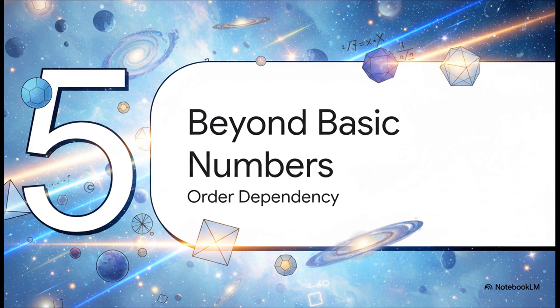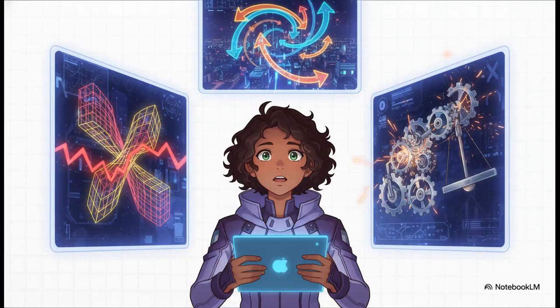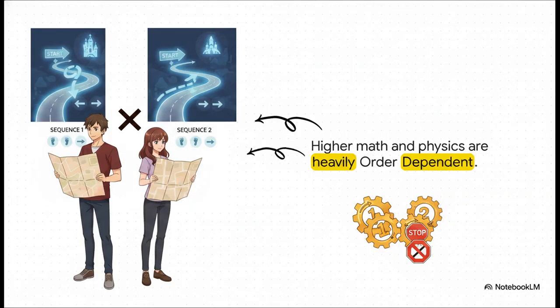Section 5. Beyond basic numbers. So we are now going to push completely past elementary mathematics and look at what happens when we apply these concepts to the highly complex laws of the universe. Let's break down the profound limitations of the commutative property. When we enter higher-level fields, we encounter strict order dependency. The commutative property fails in matrices. It fails in advanced mathematical functions. It absolutely fails in physics, and it fails in direction-based scenarios. Basically, in these advanced fields, the order of operations fundamentally dictates reality. Real-world physics and higher mathematics are incredibly order-dependent.